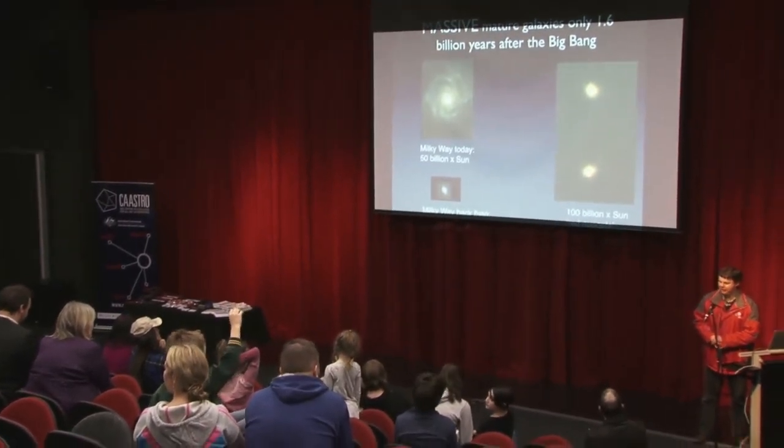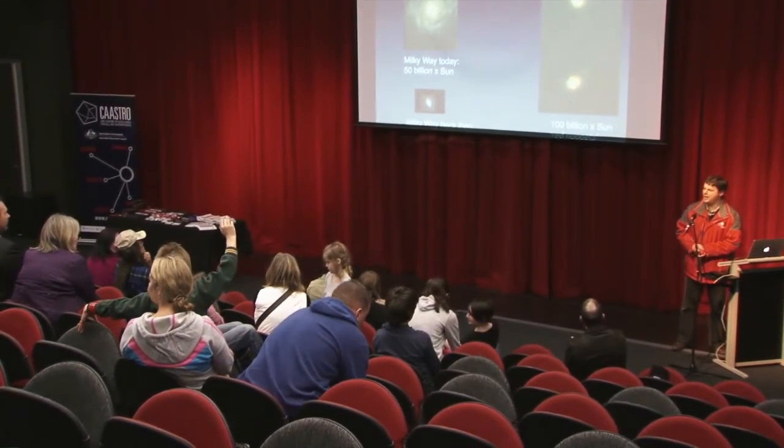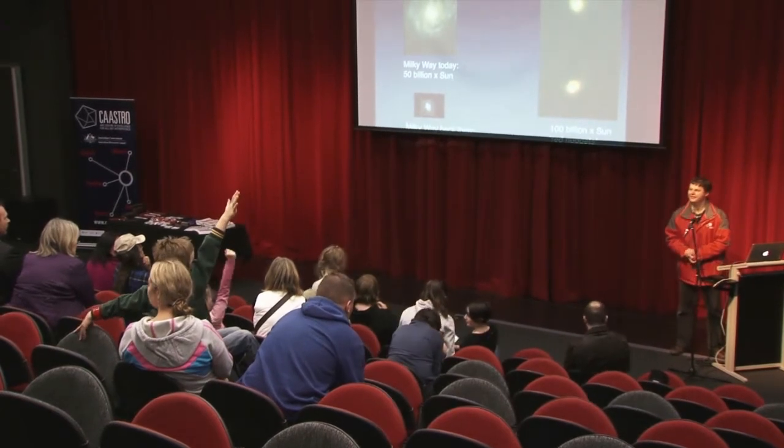So the big ones are made of hydrogen and helium mostly. The small ones are made of rock, the silicon and iron and carbon and oxygen.